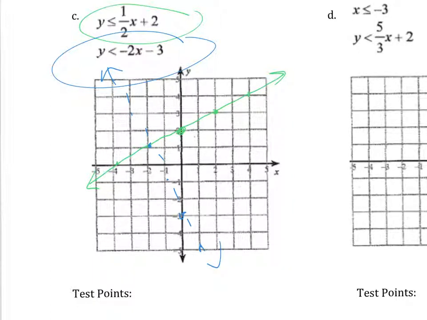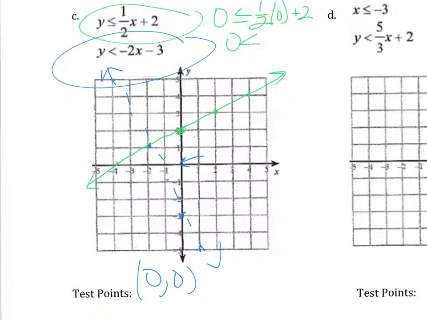So now I'm going to test a point, and similar to what I've done in the past, my test point is going to be (0, 0), because if I look, (0, 0) is right here, not on either of those lines. So I'm going to plug (0, 0) back in for my green line. So 0 is less than or equal to 1/2 times 0 plus 2. So that would become 0 is less than or equal to 2, which is true. So since my point is below my green line and it's true, I'm going to shade below my green line in green.